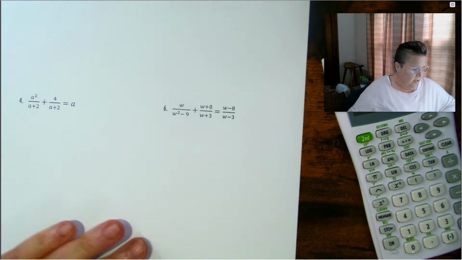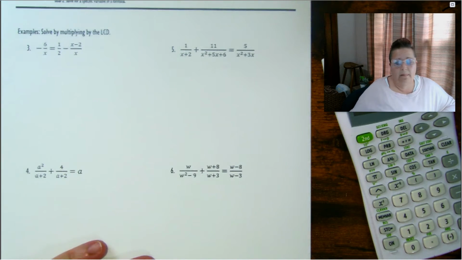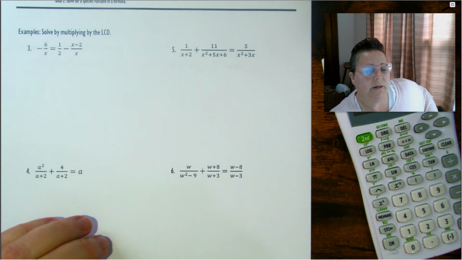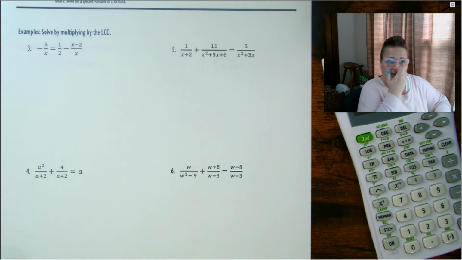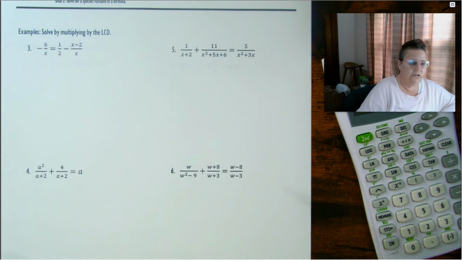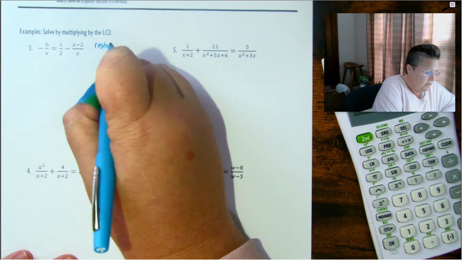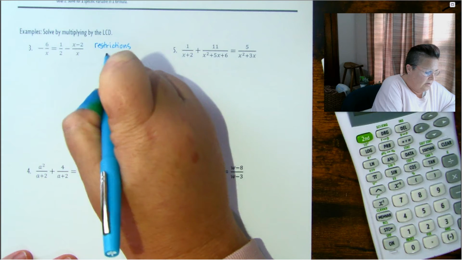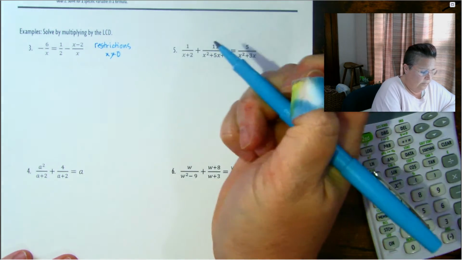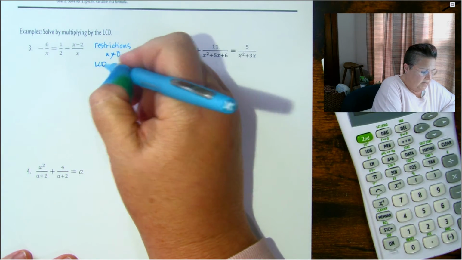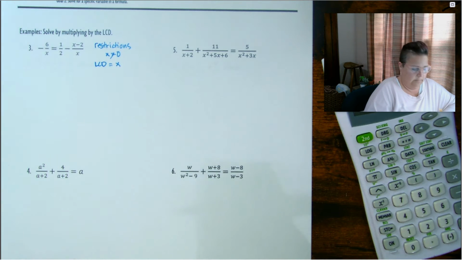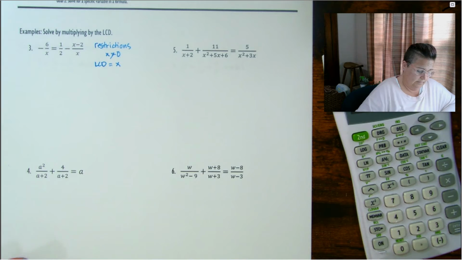You know they're going to get harder, right? Okay, so let's try the next one. Are there any restricted values? What's in your denominator? There's an x in your denominator, so the restrictions are that x cannot be 0. The least common denominator is just the x, because that's the only thing in our denominator.